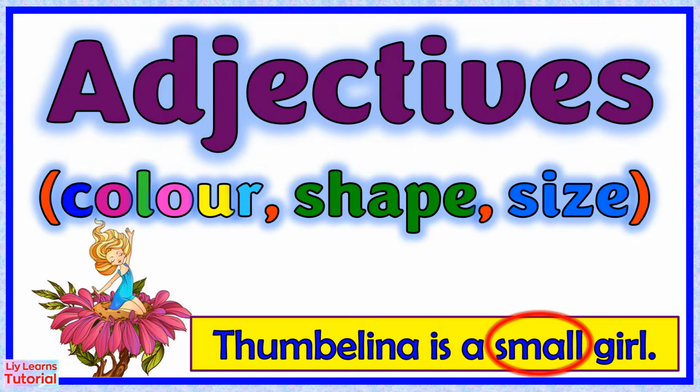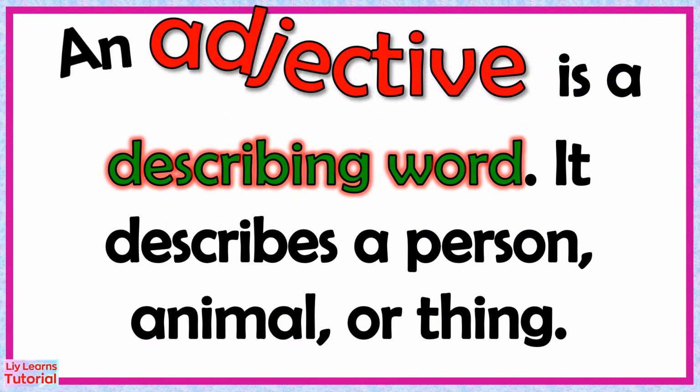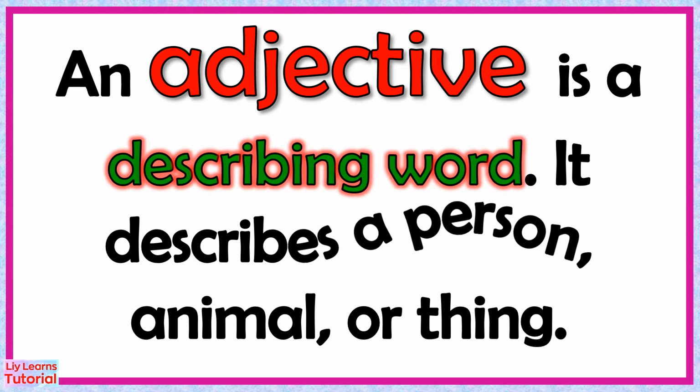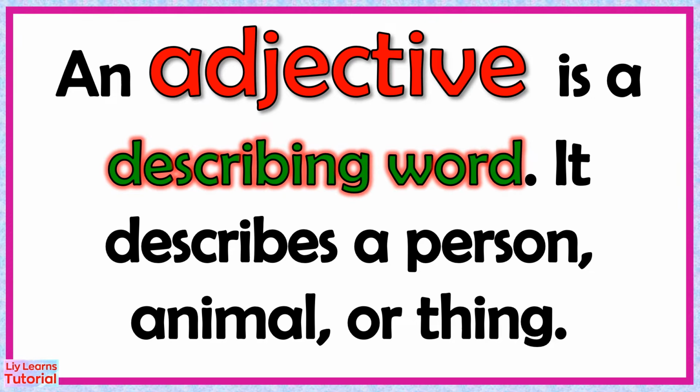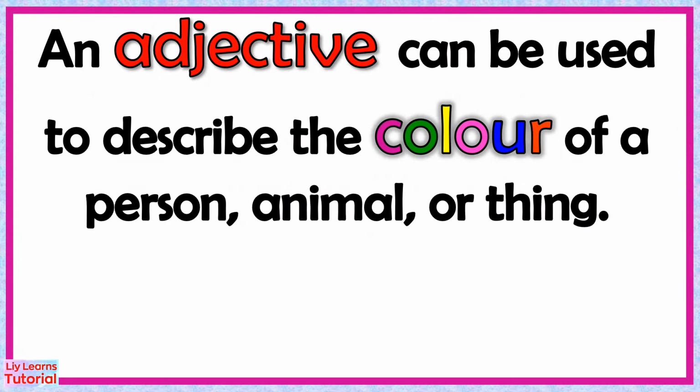Today, we will discuss adjectives. An adjective is a describing word. It describes a person, animal, or thing. An adjective can be used to describe the color of a person, animal, or thing.